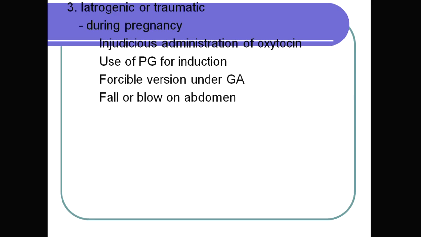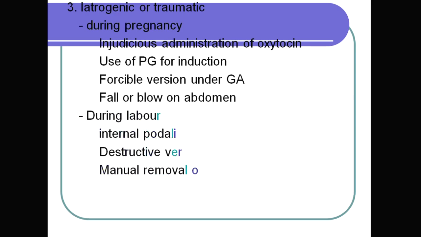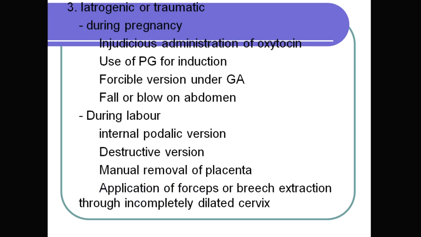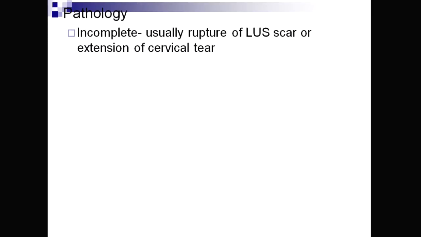Then forcible version under general anesthesia, fall or blow on the abdomen. During labor, internal podalic version, destructive version, manual removal of the placenta. An application of forceps or breech extraction through an incompletely dilated cervix. All this gives way to iatrogenic causes of the uterine rupture.